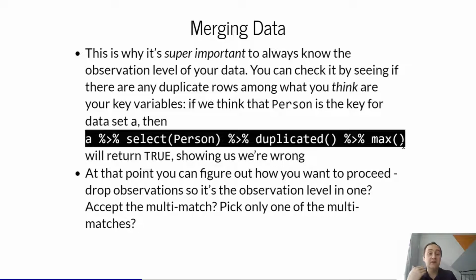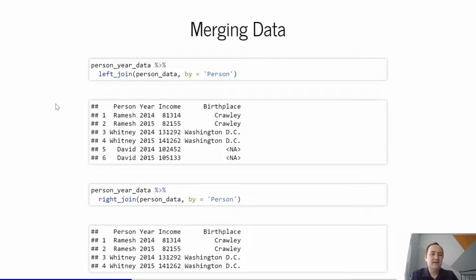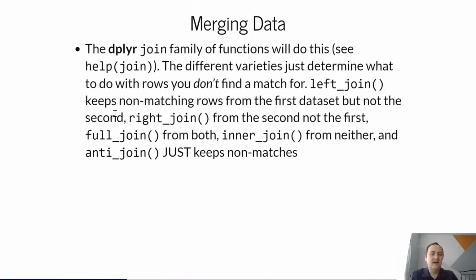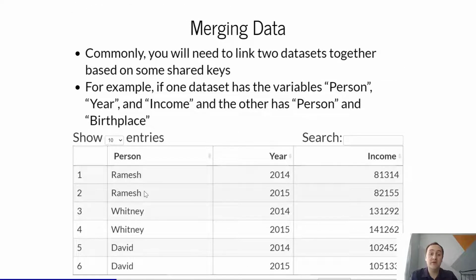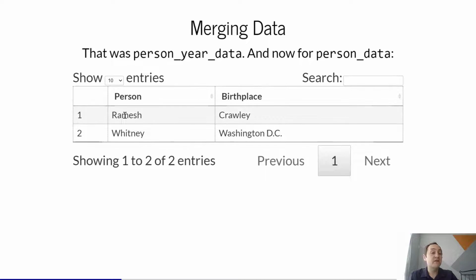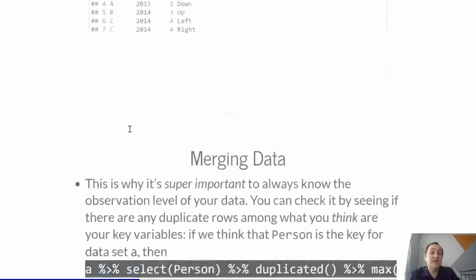And this will give us true, or 1, if there are any duplicates. It will give us 0 if there aren't any duplicates. If it gives us 1, that means that we are wrong about what we thought our observation level was. So if I take this code and apply it to this data set, it will tell me, yes, there are duplicates because Ramesh shows up twice. And then I would check this other one, and it would tell me, no, there aren't any duplicates because Ramesh only shows up once. And that'd be fine because there are no duplicates in at least one of them.